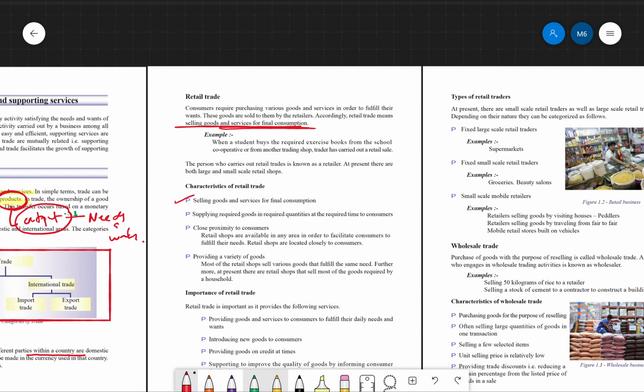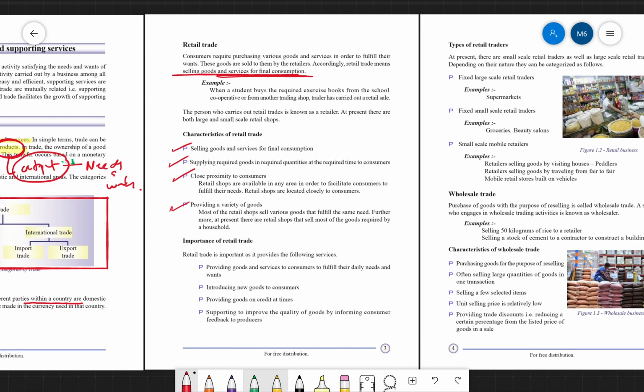Generally they sell whatever quantity the consumers want, one, two, three. In a wholesale shop, if you go and ask for one or two, they will say sorry, we are not selling in small quantities, we are only selling in bulk. The retailer has a very close relationship with consumers. The shops are located in a convenient location, easily accessible to the consumer, and provide a variety of goods. They sell small quantities in huge variety.